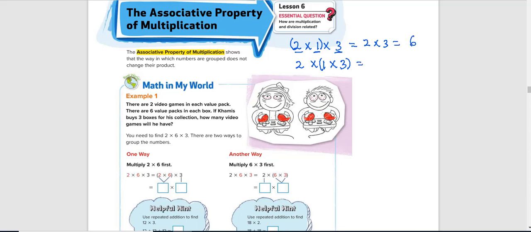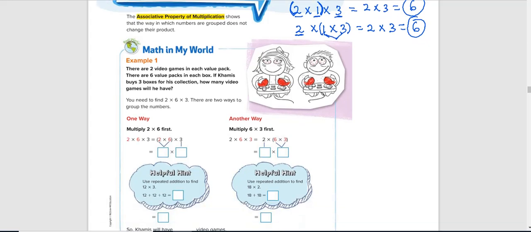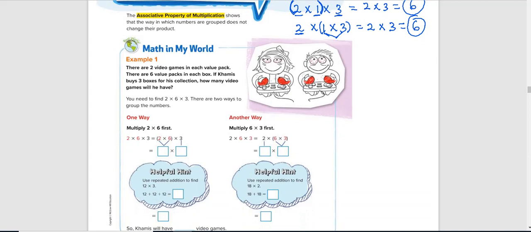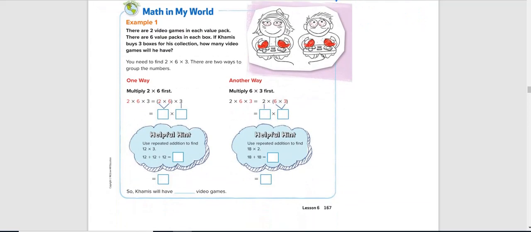In the next one, we have 2 times the one in the bracket, which says 1 times 3. 1 times 3 is 3, and 2 times 3 will still give you 6. So you will get the same answer. Regardless of how you do your grouping of multiplication, you will still get the same answer. And this is what we call the associative property of multiplication. Very good. So now we're going to look at example 1.